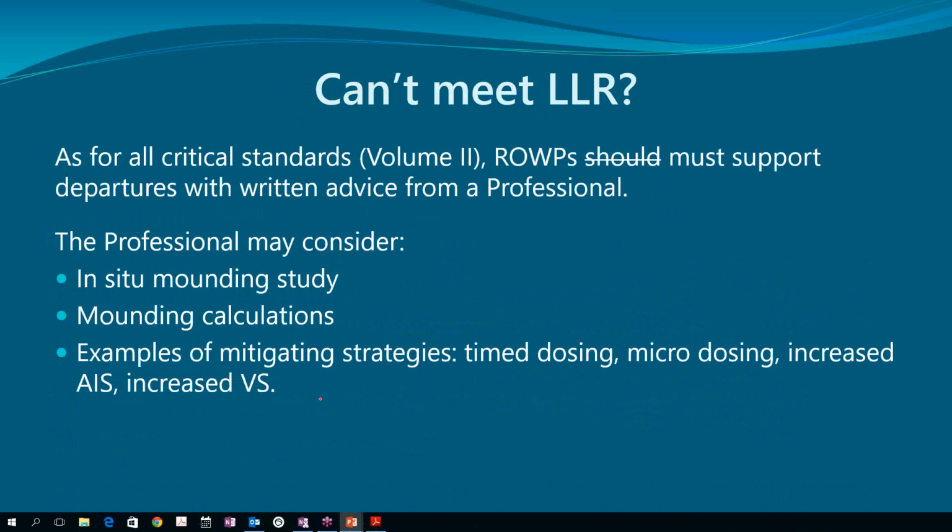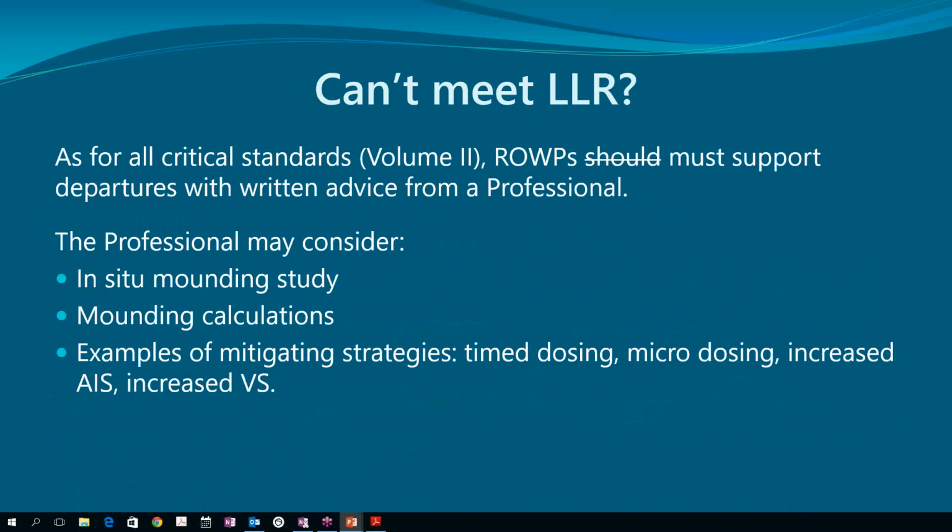Now the professional, if he's going to make the system shorter, here are some examples of mitigating strategies the professional could consider. It could be time dosing or microdosing where it otherwise wasn't required, because you're making it less wet, right? Which would decrease the mounding effect. The other way would be increasing AIS, make the thing bigger. Again, you're making every cubic meter of the soil less wet. Increased VS, same idea, I guess. You're having a higher elevation above the seasonal high water table, so some mounding effect is not going to decrease the VS so much that you're not meeting the standard, because you had extra in the first place.